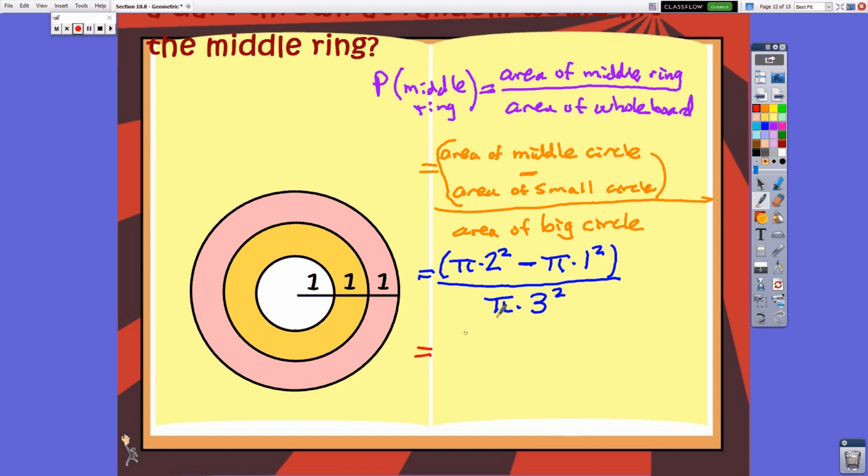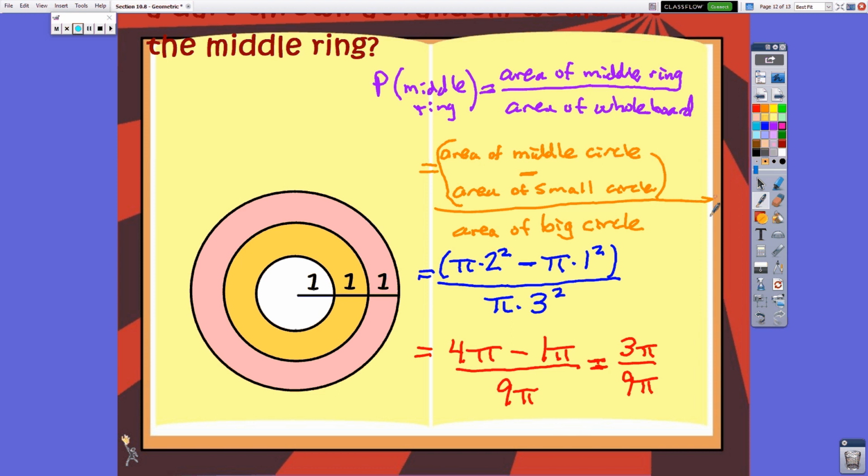So now, pi times 2 squared, well that's 4 pi, minus pi times 1 squared, well that's just 1 pi, divided by pi times 3 squared, well that's 9 pi. Well, I can subtract these two numbers up top. They're like terms, they're pi terms. So 4 pi minus 1 pi is 3 pi, and we're dividing that by 9 pi.